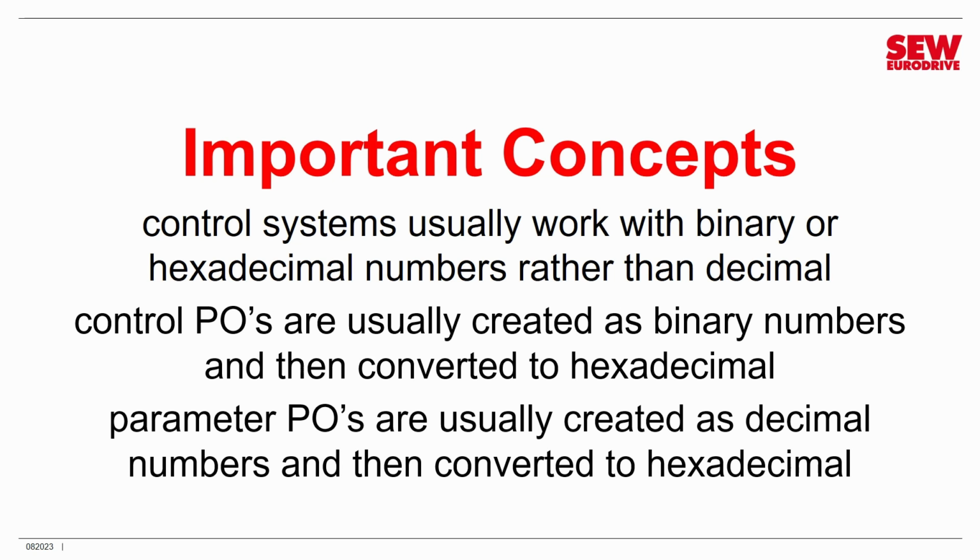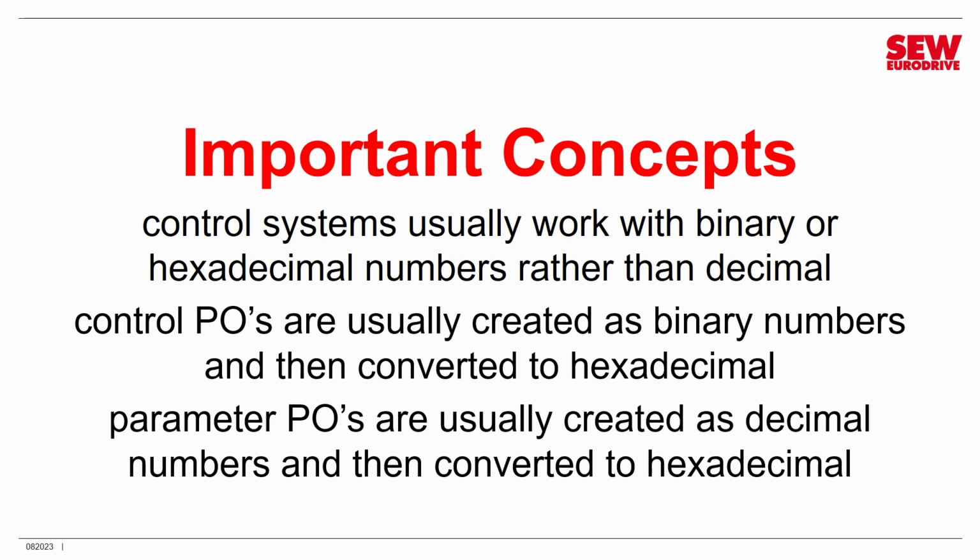Parameter POs are usually created as decimal numbers, for example, a speed and a percentage or RPM, and then those are converted to hexadecimal numbers to be sent over the field bus. So we're going to be doing a lot with hexadecimal and binary in the next few minutes, so I hope this makes sense to you, but if not, just keep listening and hopefully it'll make sense as time goes by.